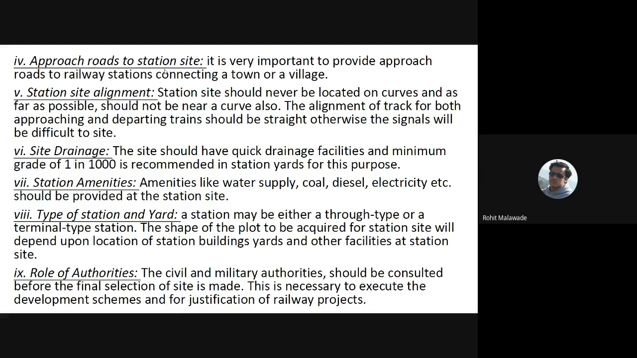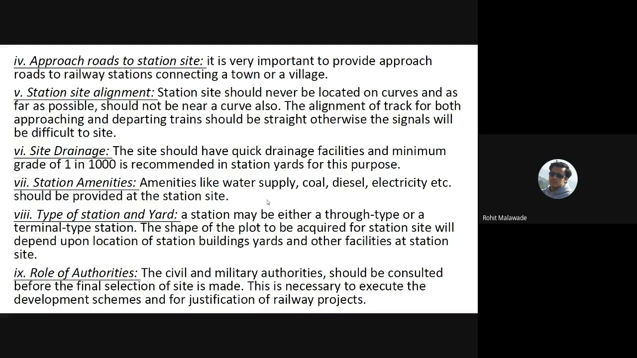Now the site drainage. The site should have quick drainage facilities, and a minimum grade of 1 in 1,000 is recommended in the station yard. In the rainy season, if your station does not have proper drainage, the entire track will be flooded with rain water and the track will not be visible. To avoid that, we should have proper site drainage, that is, the track drainage facility should be properly maintained.